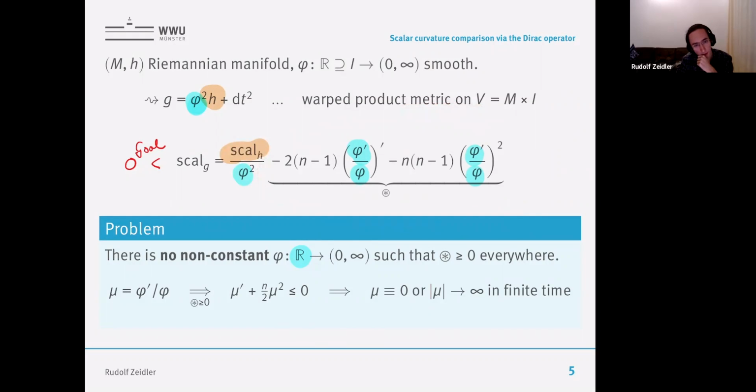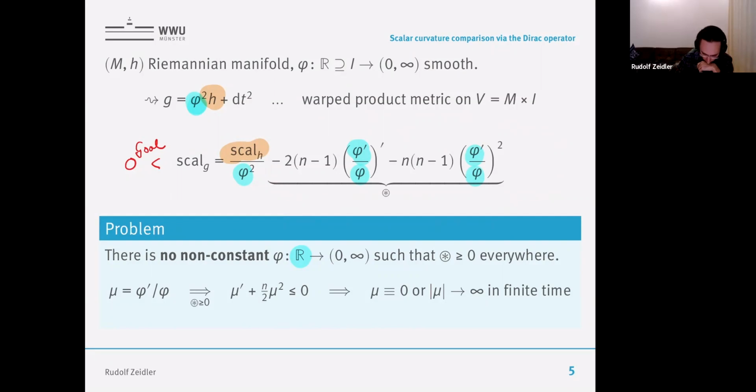Okay, but what you can do is, if you drop the dream to have that defined on the entire real line, you can actually get it uniformly positive for some time. So you can solve this equation here where you set this expression equal to a positive constant, and you will have a solution for some finite time.